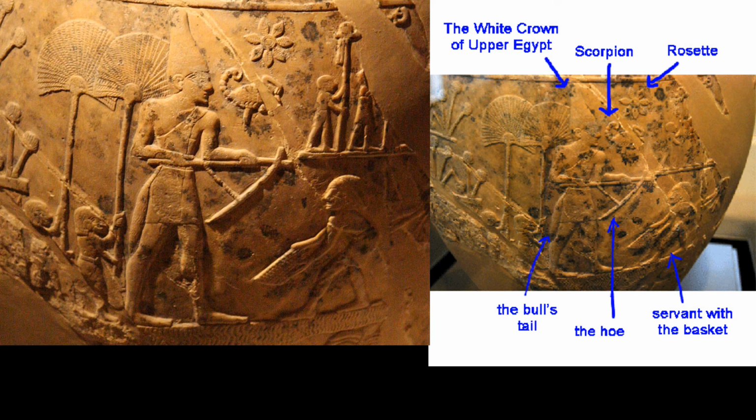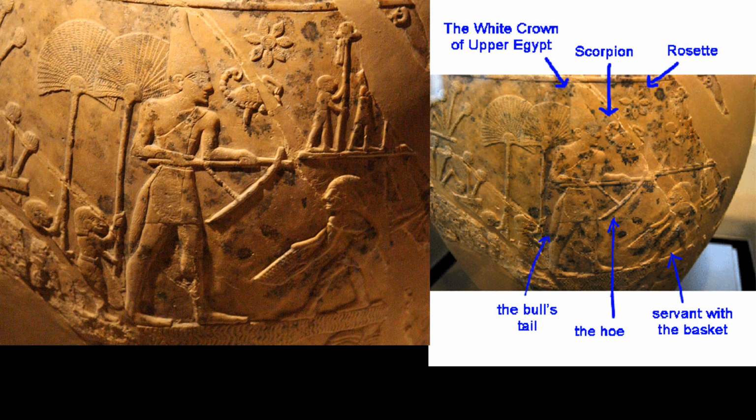We see at the front of this pharaoh's face a scorpion. We really don't know what the name of this king is, but based on what we can tell from the Narmer palette, the rosette probably represents some sort of kingship, and then the scorpion is perhaps his name, but it's not certain.